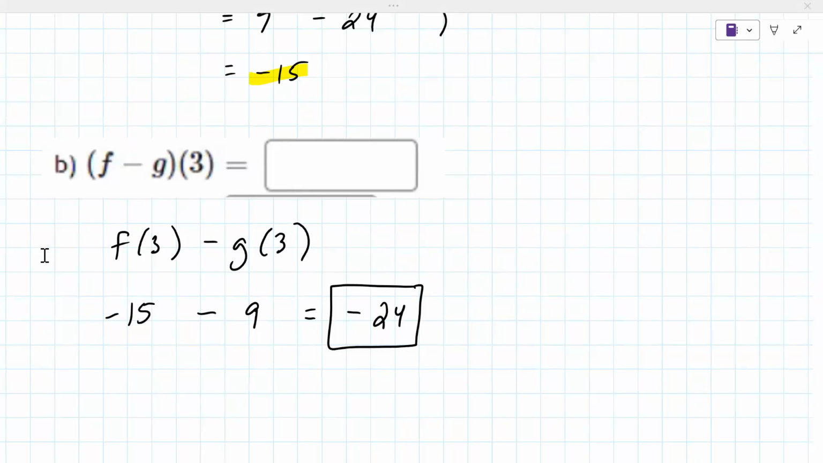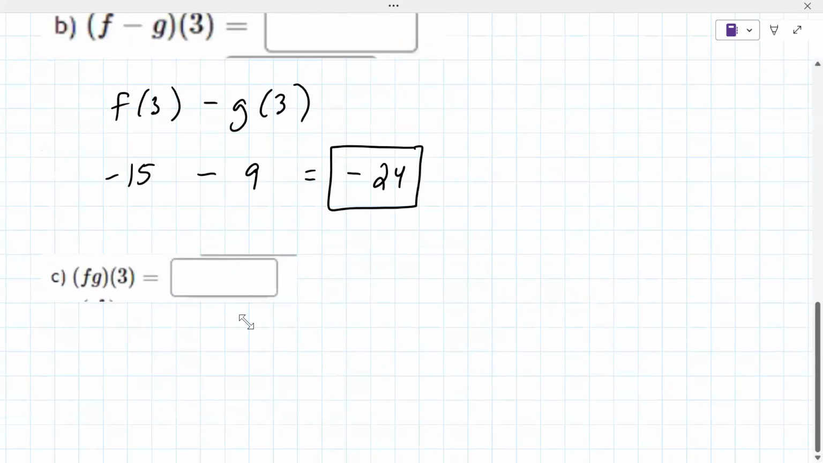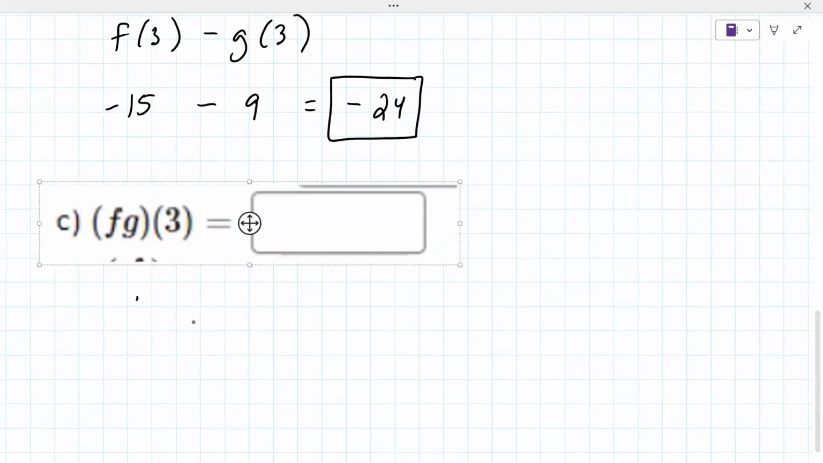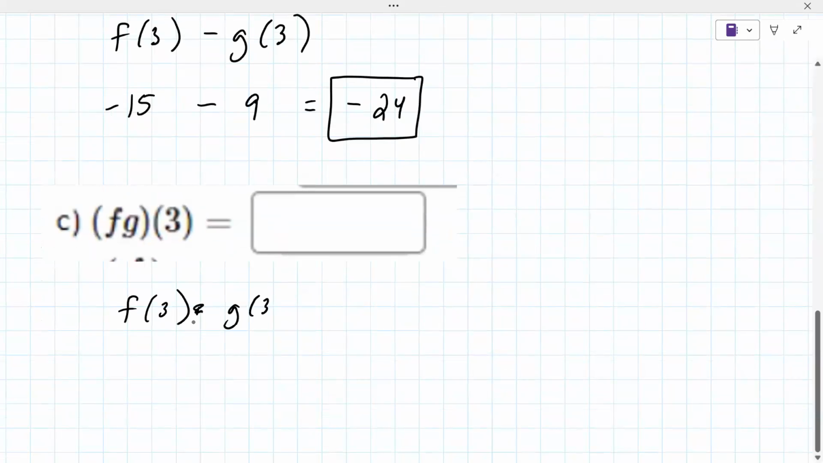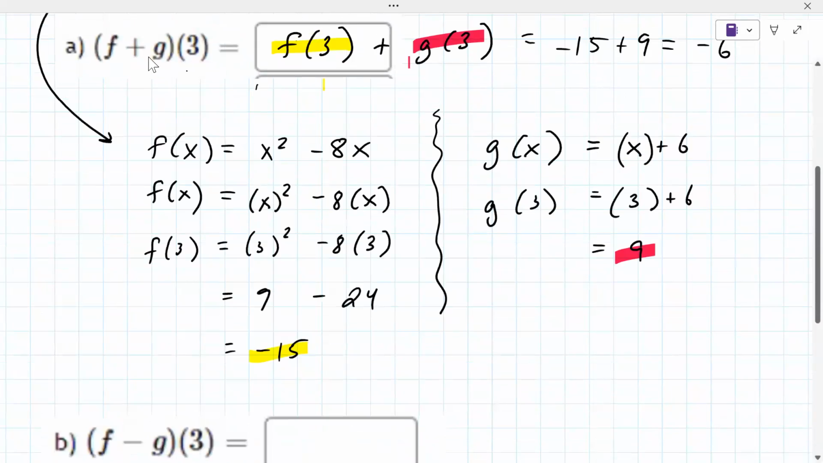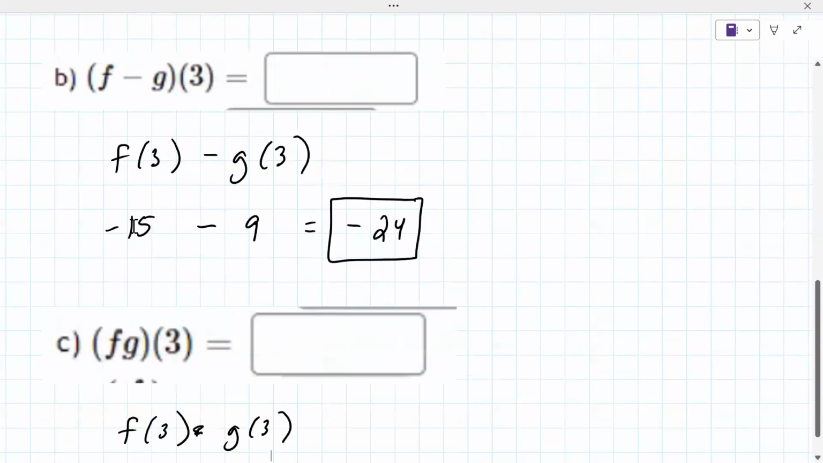Part C looks odd, like the letters are squeezed together, with this number off to the side. So what does this mean? It means f of 3 times g of 3. When it's squeezed together, that's multiplication. When there's a subtraction, it's subtraction. When it's addition, it's addition.